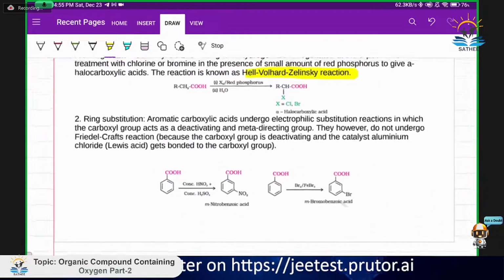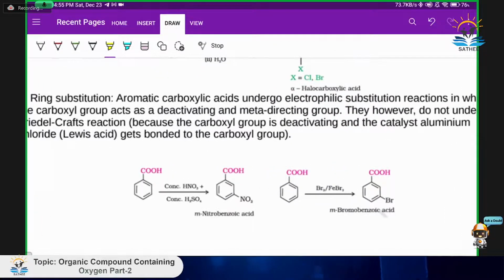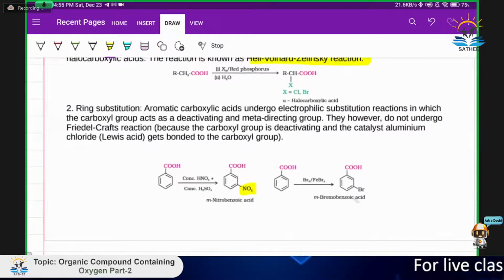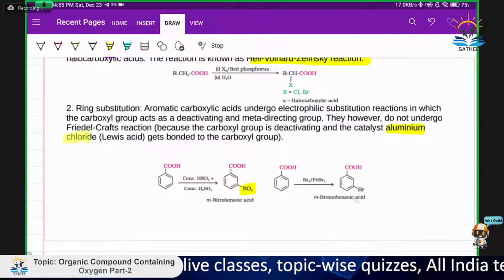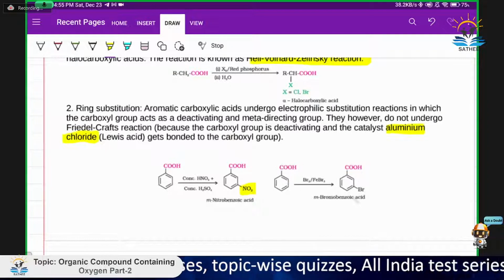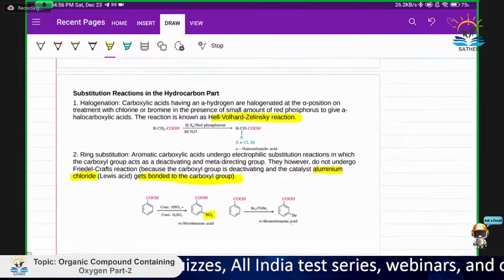Now ring substitution. Aromatic carboxylic acids undergo electrophilic substitution reactions in which the carboxyl group acts as a deactivating and meta directing group. So you can also do electrophilic substitution reactions here, but the product we get will be meta, because the COOH group is a deactivating group. Although we have to note that we cannot do Friedel-Crafts reaction with carboxylic acid. Why? The catalyst we use there, aluminum chloride, is a Lewis acid. It gets bonded to the carboxyl group. So we cannot do Friedel-Crafts reaction with carboxylic acid.